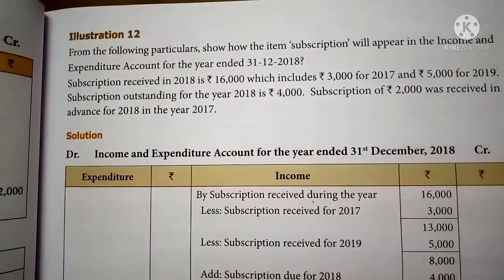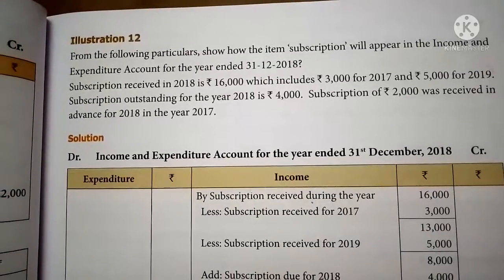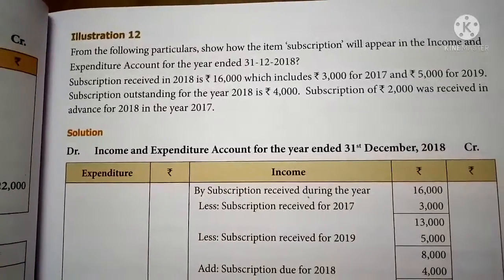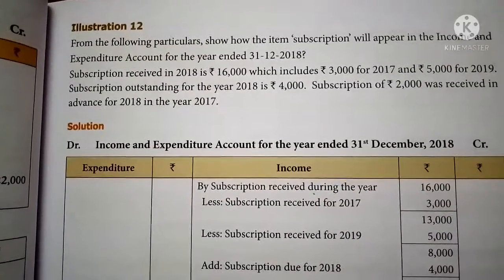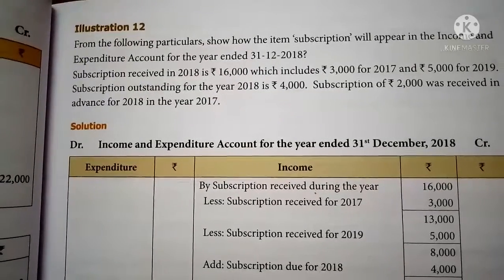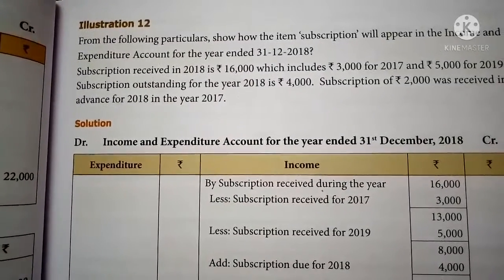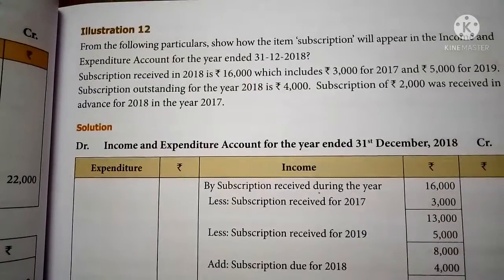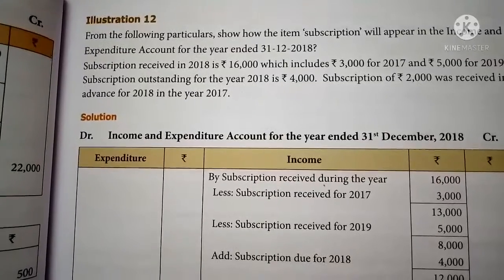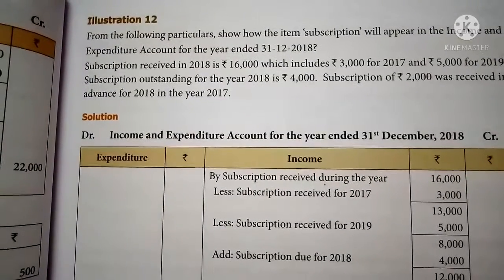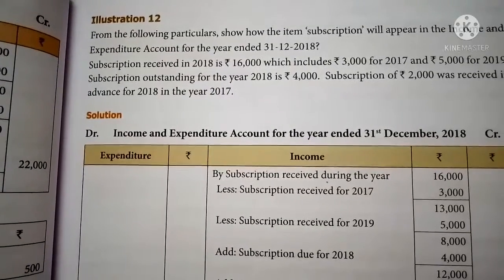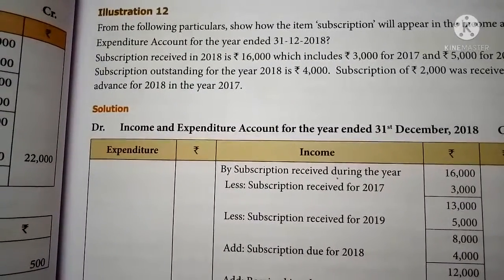The information given is: subscription received in 2018 is 16,000, which includes 3,000 for 2017, that is the previous year. So the previous year's 3,000 subscription is included in the 16,000 rupees of current year subscription, and 5,000 for 2019, that is next year's subscription, is advance. That should be subtracted, and 3,000 will also be subtracted, because both amounts relate to the previous and next year.